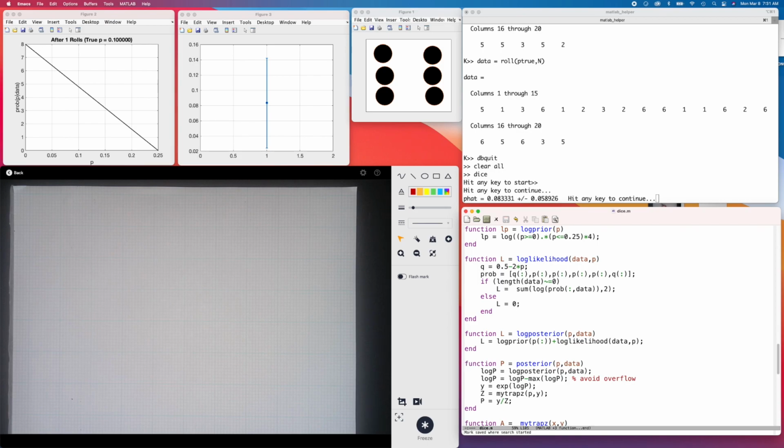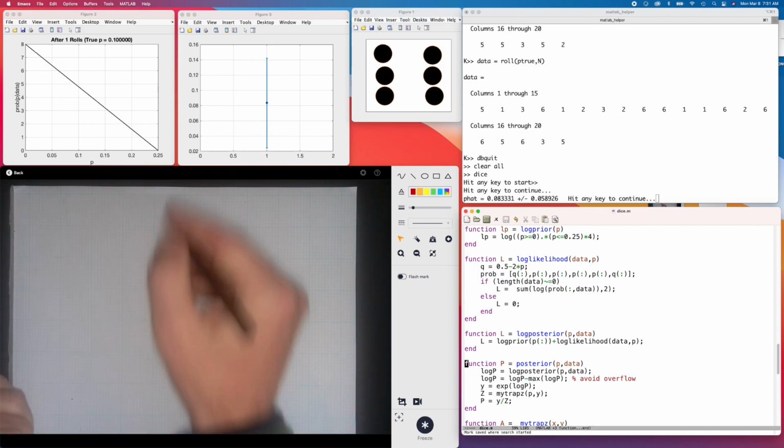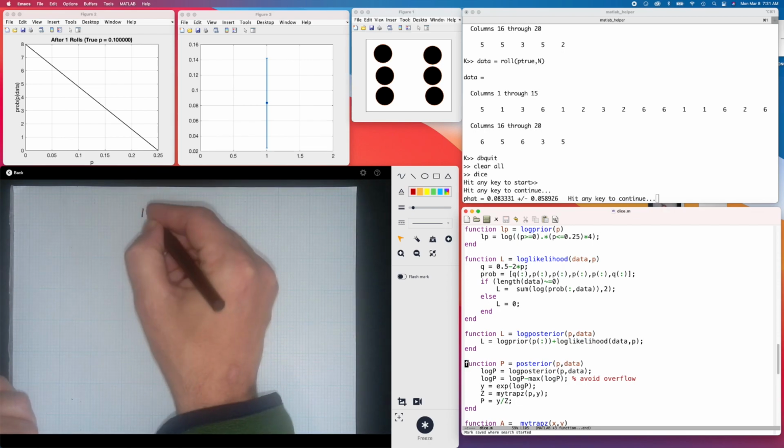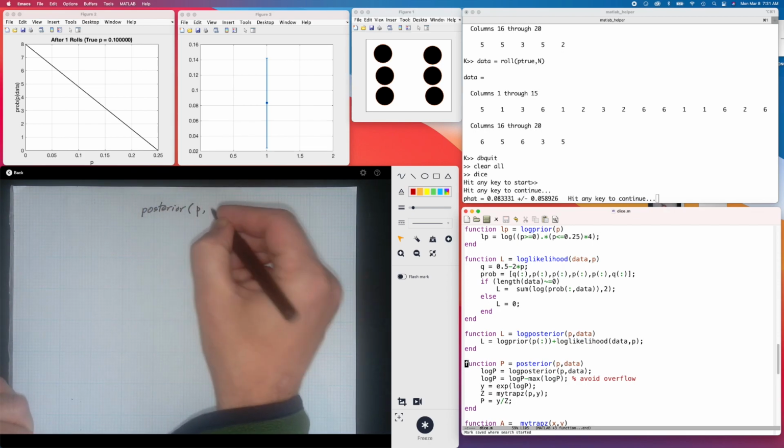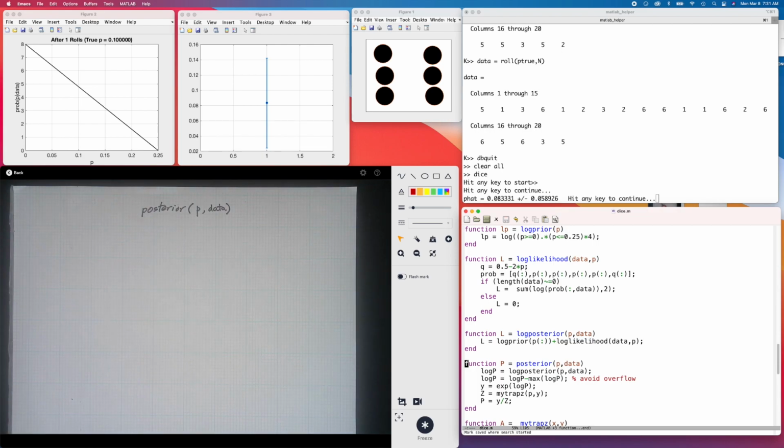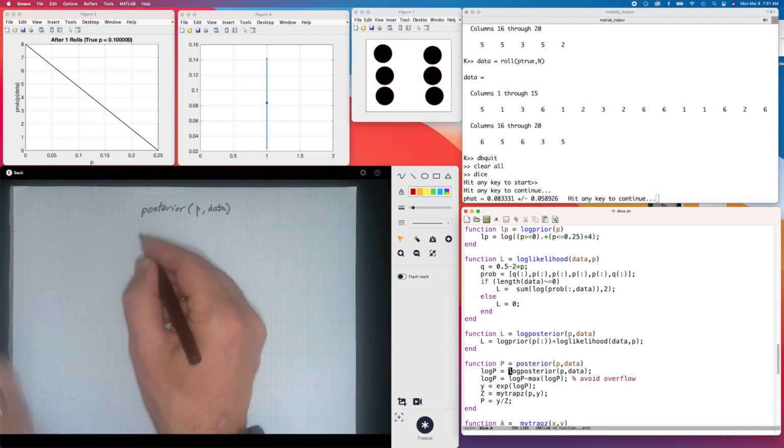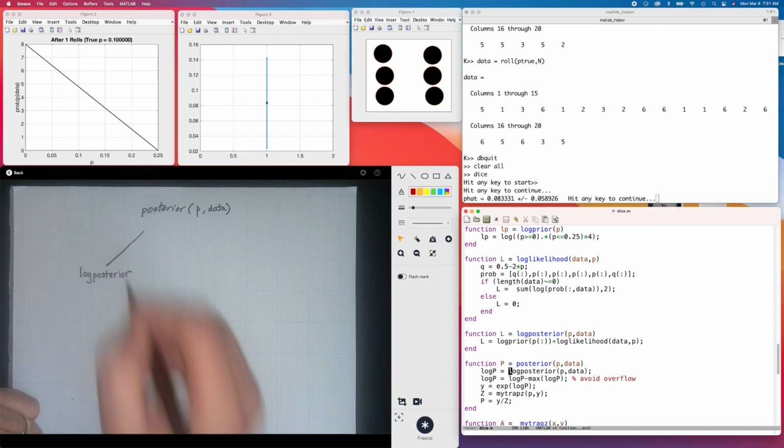All right, so here's the function posterior. Let's start with how the calling sequence works. At the top we have posterior, and the first thing it does is call a function called log posterior. Everything is being computed using the logarithms of the probability distributions.